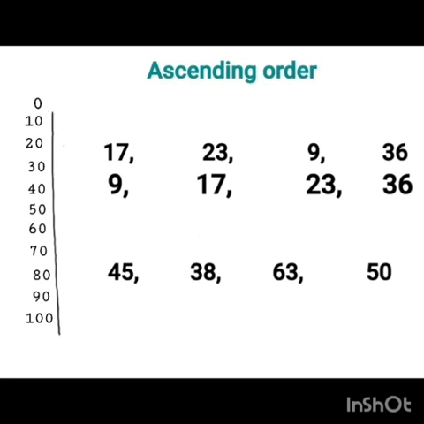Yes. So now students, I will give one more question. So we have 45, right? 38, 63 and 50. So we will start from the beginning only. So 0 to 10 we don't have anything, right? Then 10 to 20 also we don't have anything. Then 20 to 30 also we don't have anything. Then 30 to 40 we have. So yes, 30 to 40 which number we have? We have 38, right? After writing you just cut it so it will be easy for you. And I'll write here 38.